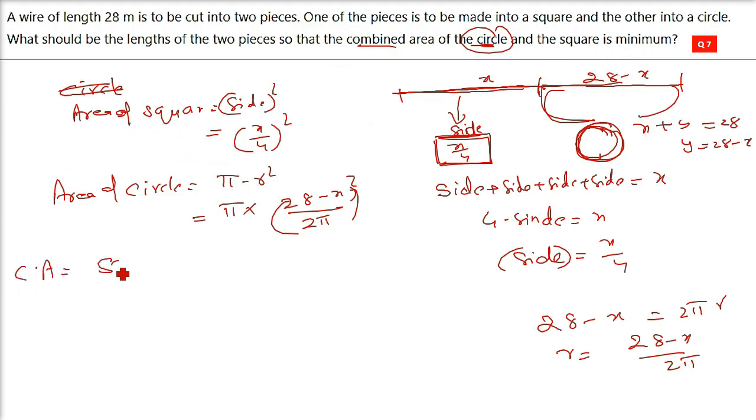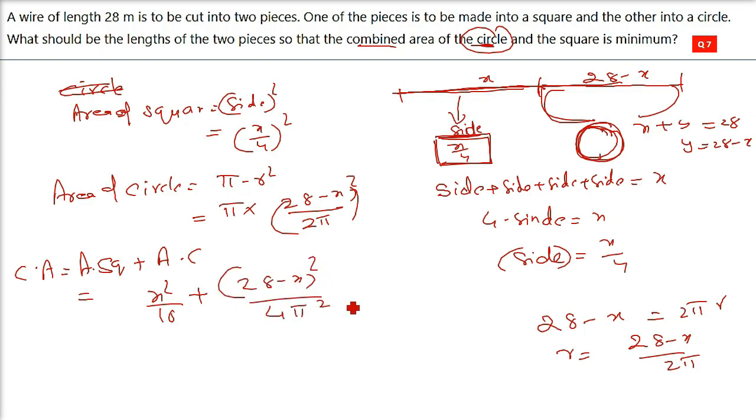Now the complete area is simply the area of the circle plus the area of the square. These two areas have to be combined, and we have to show that this is minimum. So let me just combine and add these two. The one will be x square by 16, because 4 4s are 16, and 28 minus x whole square by 4 pi square, and pi is already there. So one pi gets cancelled, and it will be simply 28 minus x whole square by 4 pi. So ultimately what we got is x square by 16 plus 28 minus x whole square divided by 4 pi.